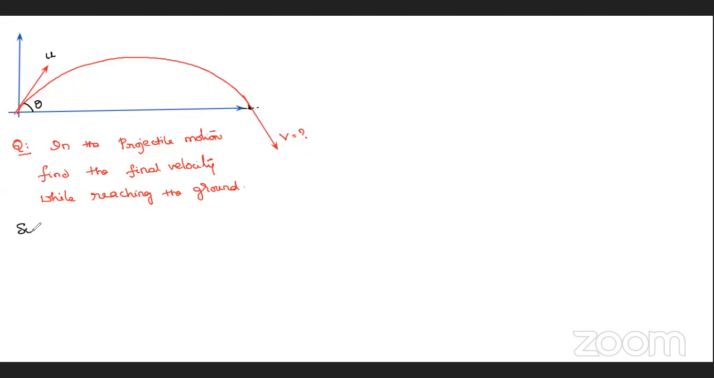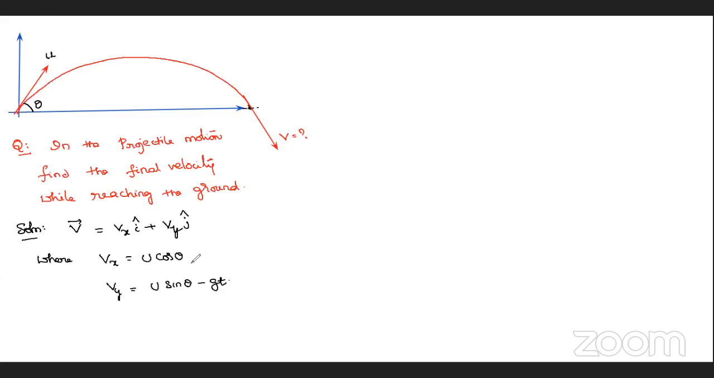velocity at any point, we know, is v bar equals, in vector form, vx i cap plus vy j cap. And here vx equals, I think you remembered, u cos theta if I'm not wrong, and vy equals u sine theta minus gt. Are the two correct, Anna? Yes, both are correct.